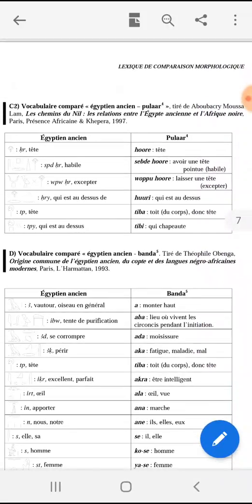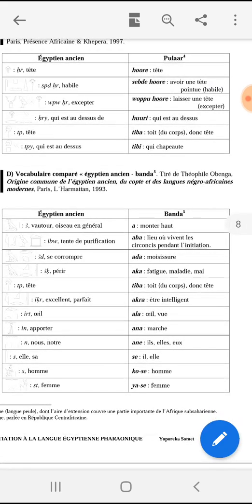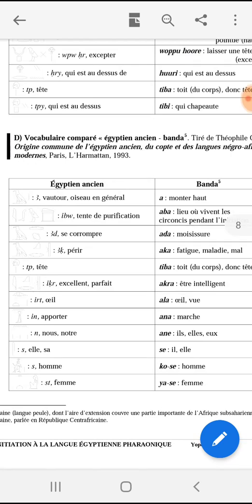As a matter of fact, this PDF is hosted on Ankh Online's website. That's the website for the Ankh Journal, and the director of the Ankh Journal is Theophile Obenga. So we were at Banda, that language from the Central African Republic.